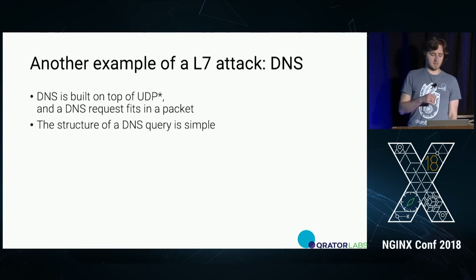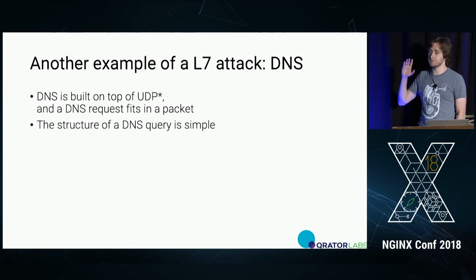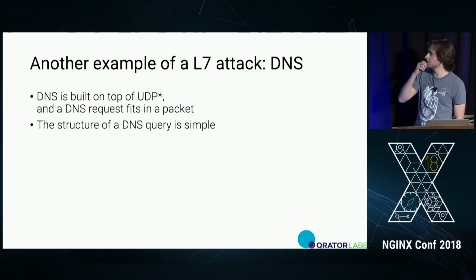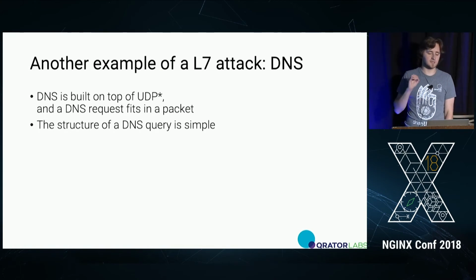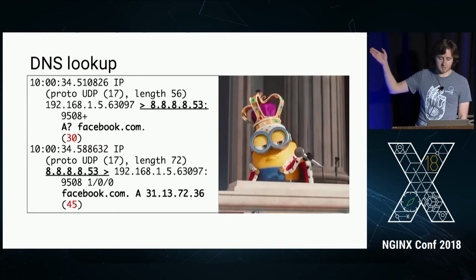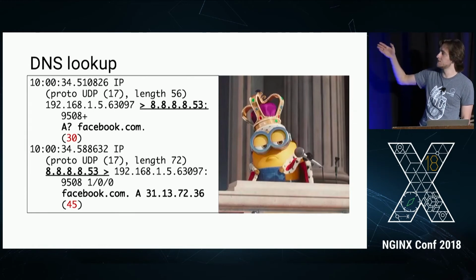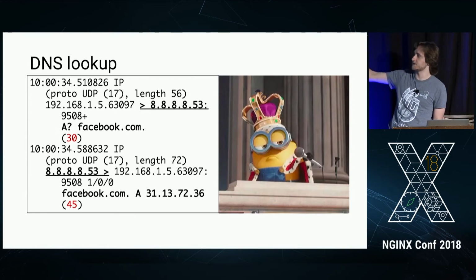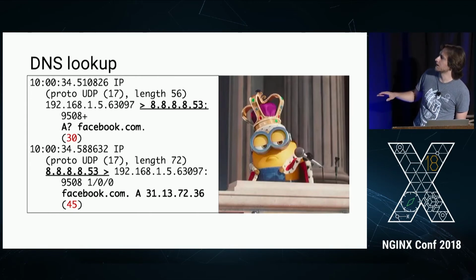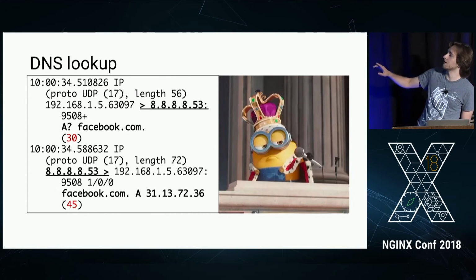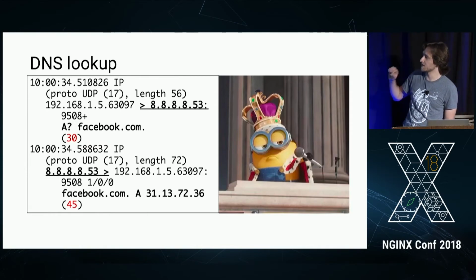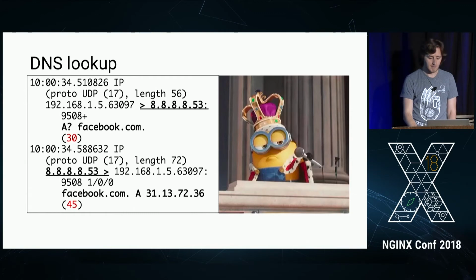Another example of a layer 7 attack: DNS. DNS is built on top of UDP. There's an asterisk here because, okay, we'll cover it later. And a DNS request fits in a packet. The structure of a DNS query is simple. So here is basically all you need to do to retrieve the IP address for Facebook.com. That's about 56 bytes for the request and 72 bytes for the response.